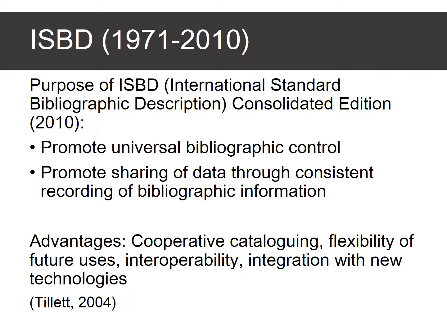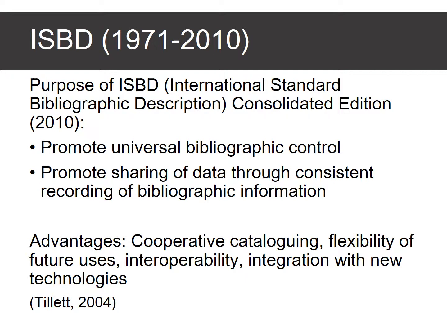Around the same time that the IFLA Statement of International Cataloging Principles was finalized, work on the consolidated edition of the International Standard Bibliographic Description, otherwise known as ISBD, began to wrap up. The purpose of ISBD has been to promote universal bibliographic control and sharing of data through consistent recording of bibliographic information. If you were to look at various standards such as the Anglo-American Cataloging Rules or RDA, Resource Description and Access, these often reference ISBD in its various stages of development.